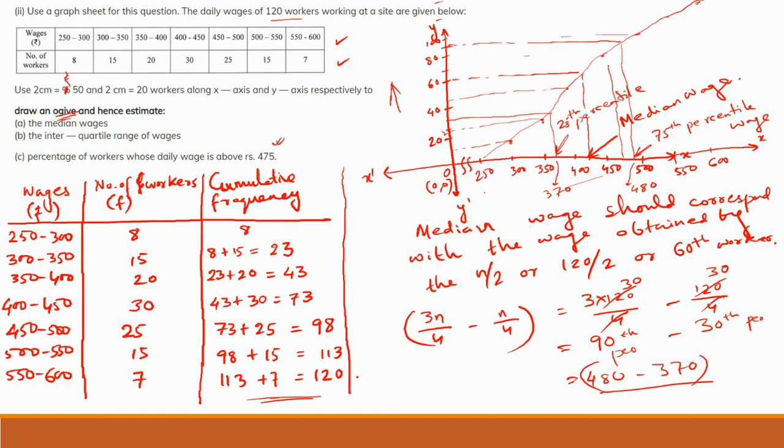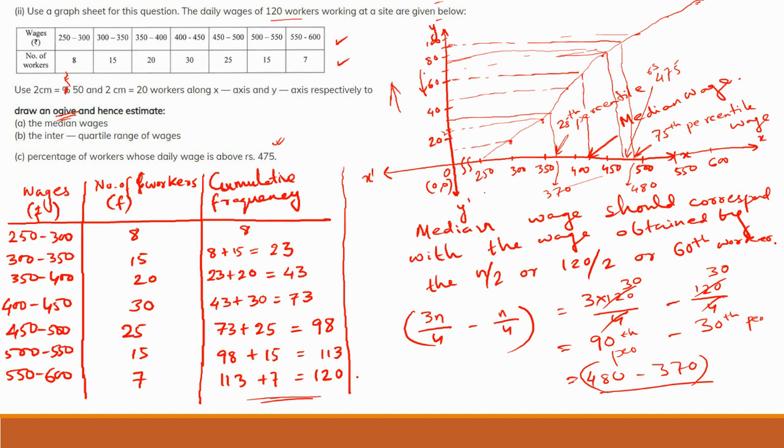So now let's draw. This is the 475. The person earning 475 rupees. This is the guy, 475 rupees. So I just marked it here, and we got this number. So below this, all the people are getting less than 475.